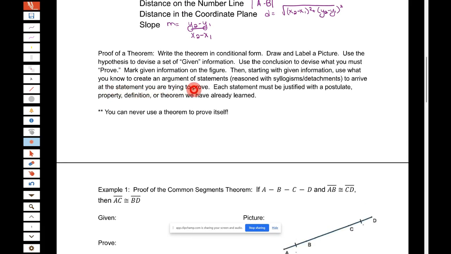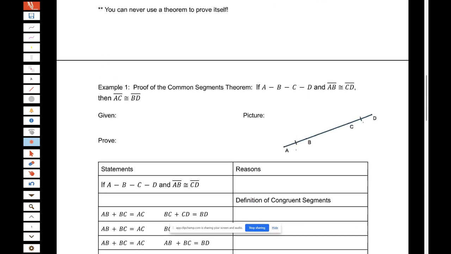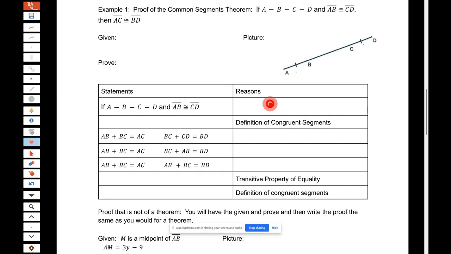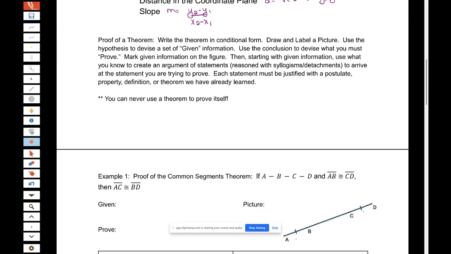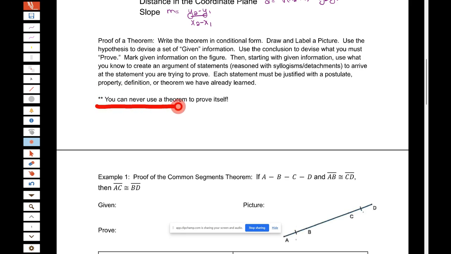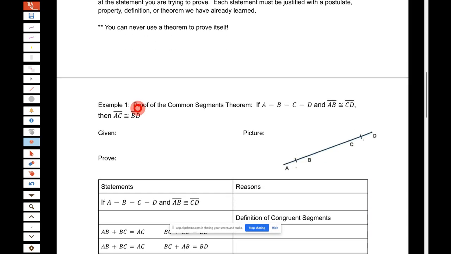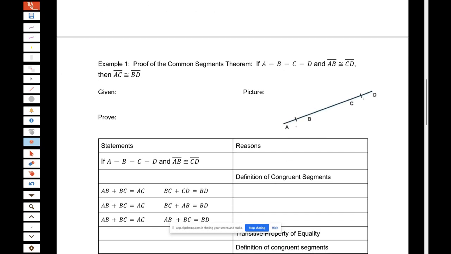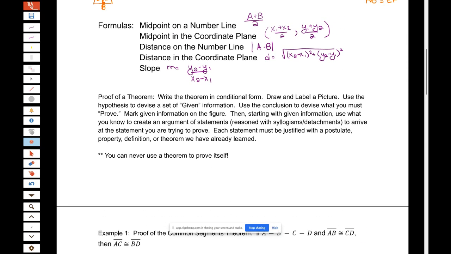To arrive at the statement you're trying to prove, each statement must be justified with a postulate, property, definition, or theorem that we have already learned. So yes, as we have our statements, we're going to justify them with something that we have already learned. And you can never, ever, ever use a theorem to prove itself. So if I'm writing a proof of the common segments theorem, I cannot use the common segments theorem to prove it. It's like writing a definition for a word. You can't put that word in the definition. So these are some things that you will keep in mind as you're writing proofs.